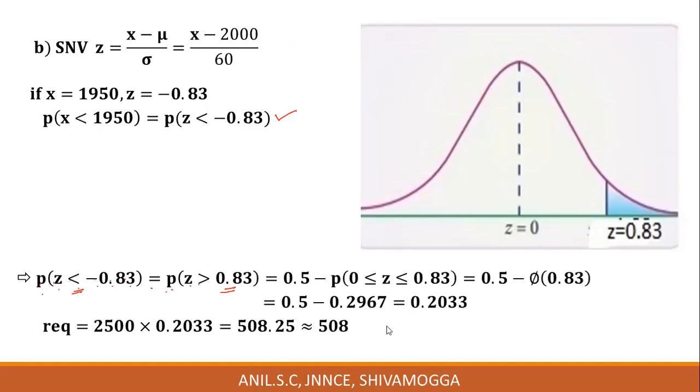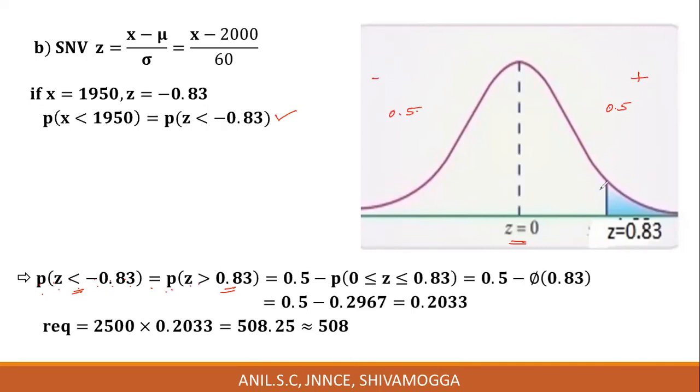Mark this area: Z greater than 0.83. This is the positive side of Z and this is the negative side of Z. The area under the curve is symmetric about the straight line Z equal to 0. That means the area on the right hand side is the same as the area on the left hand side. Therefore, this is half of the area under the curve, and this is half of the area under the curve.